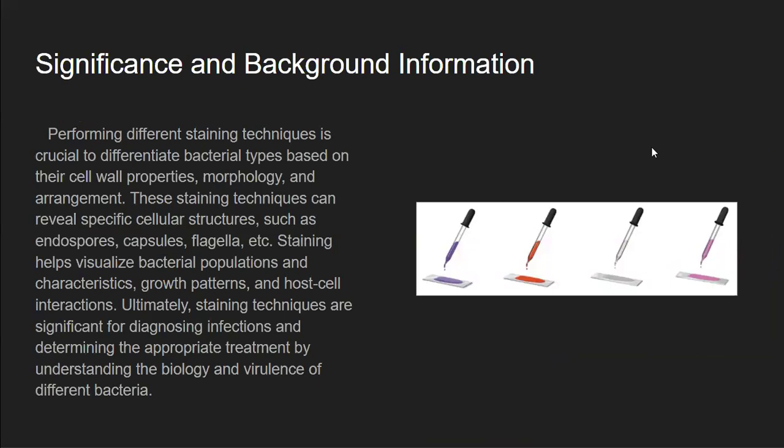Significance and background information. Performing different staining techniques is crucial to differentiate bacterial types based on their cell wall properties, morphology, and arrangement. These staining techniques can reveal specific cellular structures such as endospores, capsules, flagella, etc. Staining helps visualize bacterial populations and characteristics, growth patterns, and host cell interactions. Ultimately, staining techniques are significant for diagnosing infections and determining the appropriate treatment by understanding the biology and virulence of different bacteria.